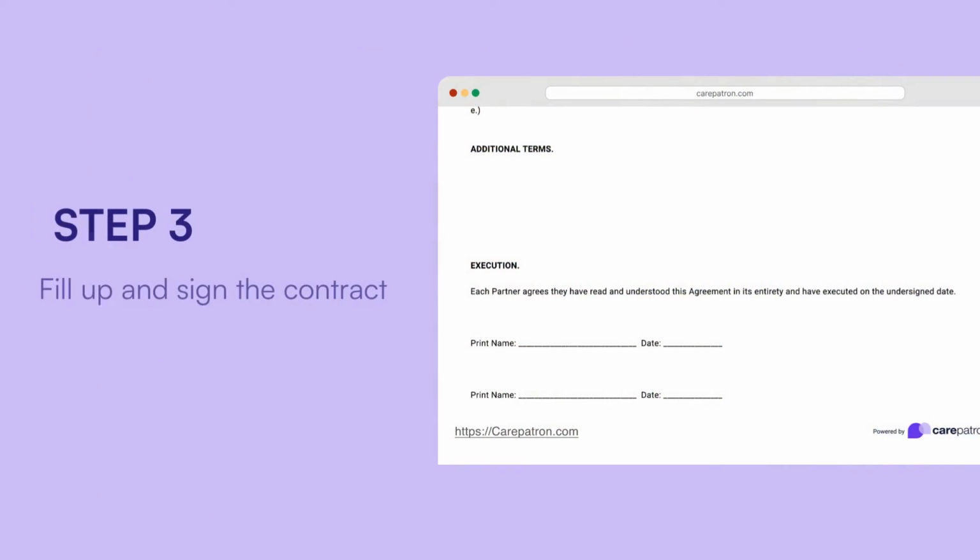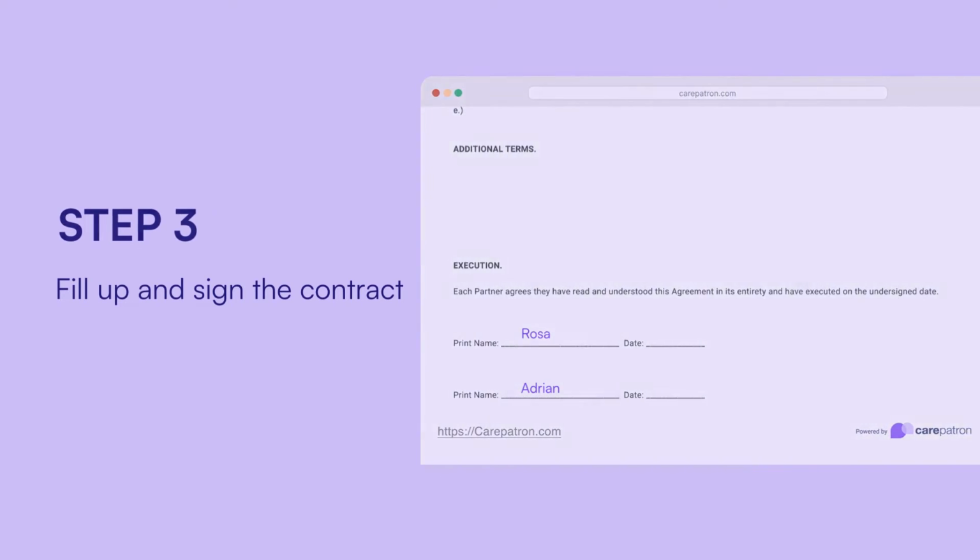Fill in and sign the contract. Once conclusions, expectations, and goals are set, and all parties agree with them, sign the document and ensure everyone has their own copy so they can refer to it in case of any disagreement or dispute.